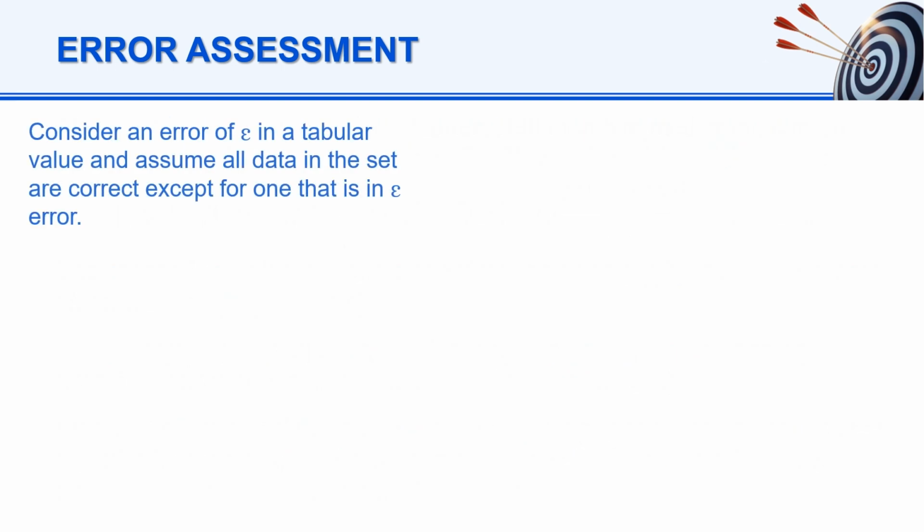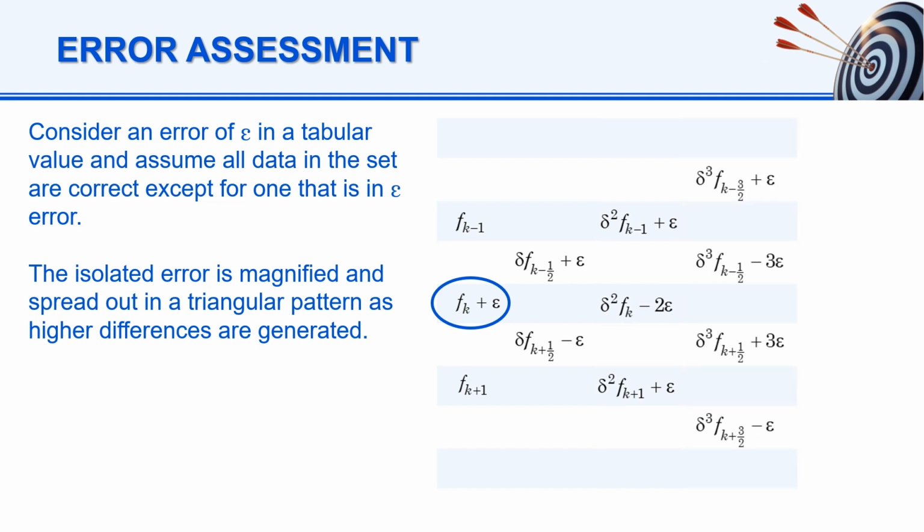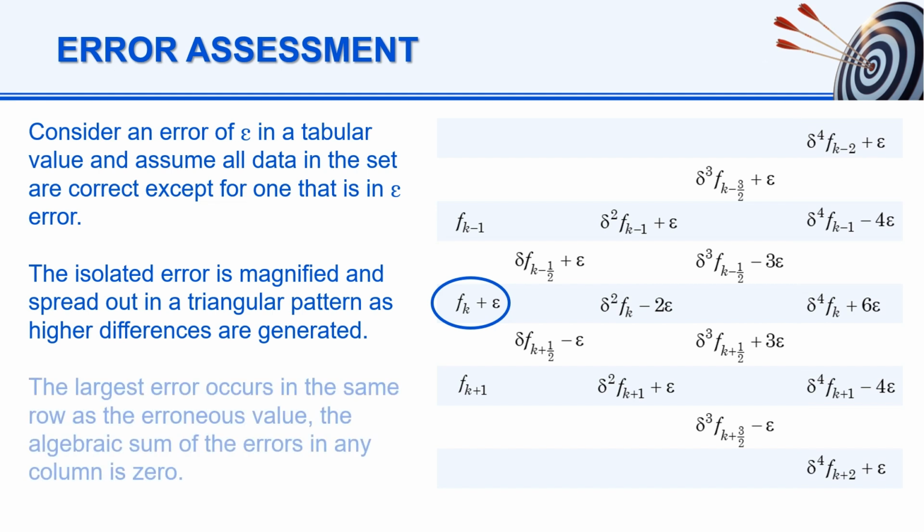Consider an error of epsilon in a tabular value, and assume all data in the set are correct except for one that has an epsilon error. The isolated error is magnified and spread out in a triangular pattern as higher differences are generated. The largest error occurs in the same row as the erroneous value. Also, the algebraic sum of the errors in any column is 0.